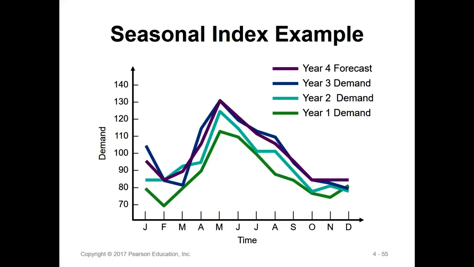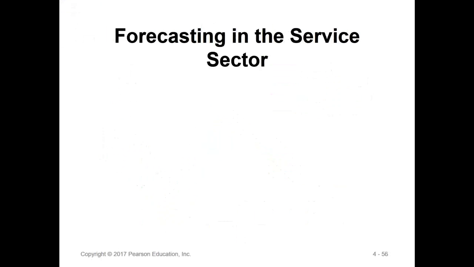The seasonal index and the purple one is the forecast using year 1, 2, 3 to forecast in year 4. That's the plot if you use the line chart.